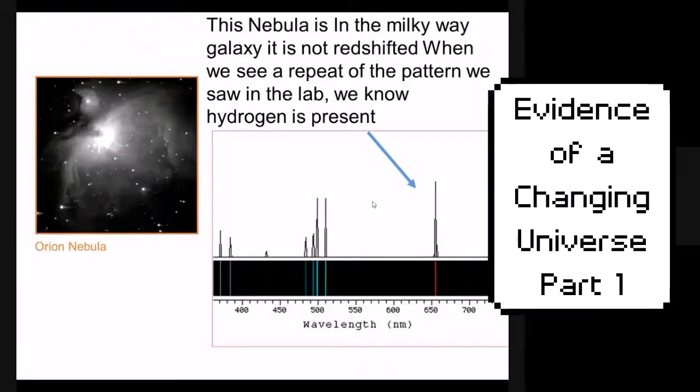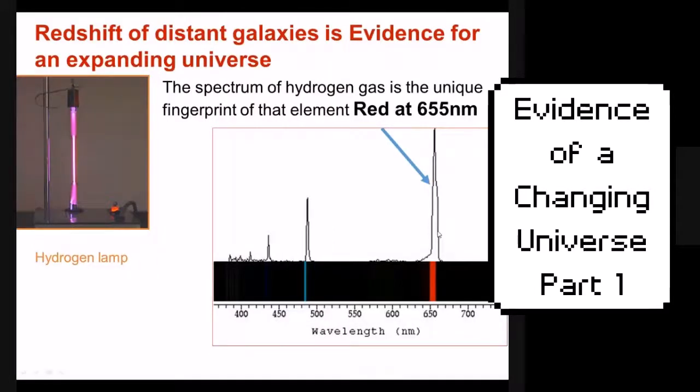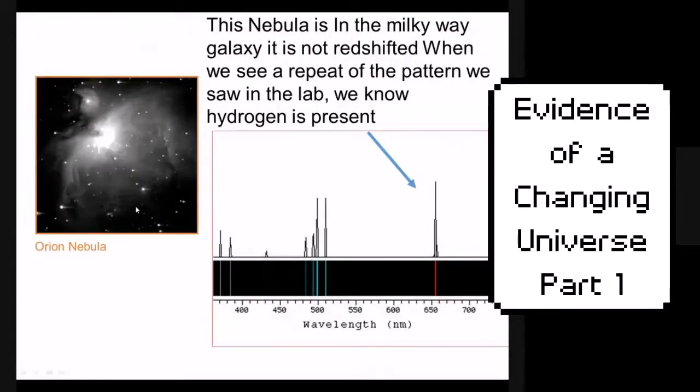Here's a nebula that is not moving away from us. And notice these lines match up perfectly with these lines because, well, this nebula is in our own galaxy. It's not going anywhere. There's also some extra light wavelengths from other elements like oxygen. Okay, but let's focus on this hydrogen line right here. Now, this is in our own Milky Way galaxy. Let's take a look at what happens if we look at a galaxy that's moving away from us.